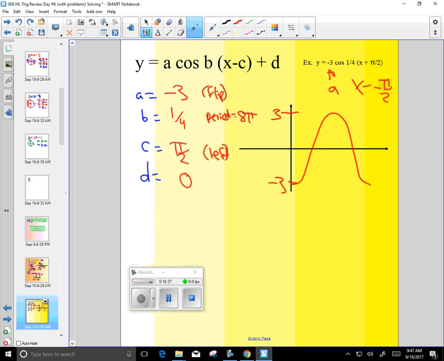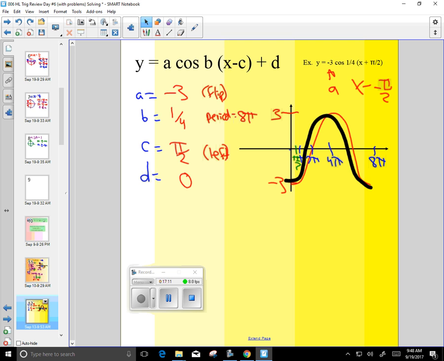Okay, so how high does this go? 3 and -3. Good. Now, the period from here to here is going to be what? 8 pi. What's the middle? 4 pi. What's the middle of that? That's how much we're going to shift that to the left. That little tiny bit. So I'm going to draw this and shift it a little bit. I mean, not very much to the left, pi/2. And no up or down.